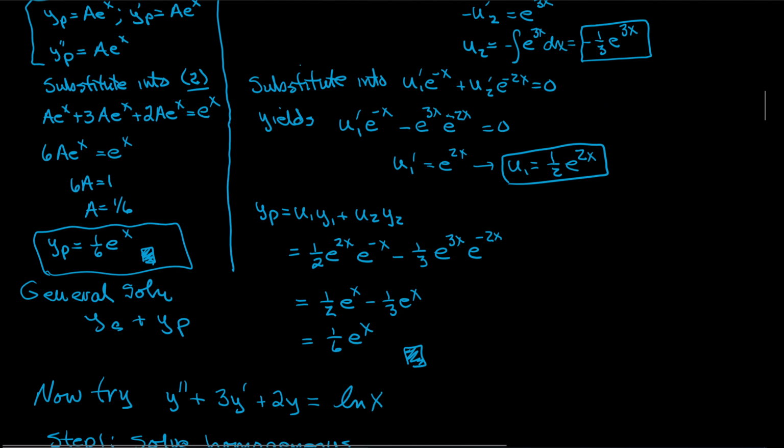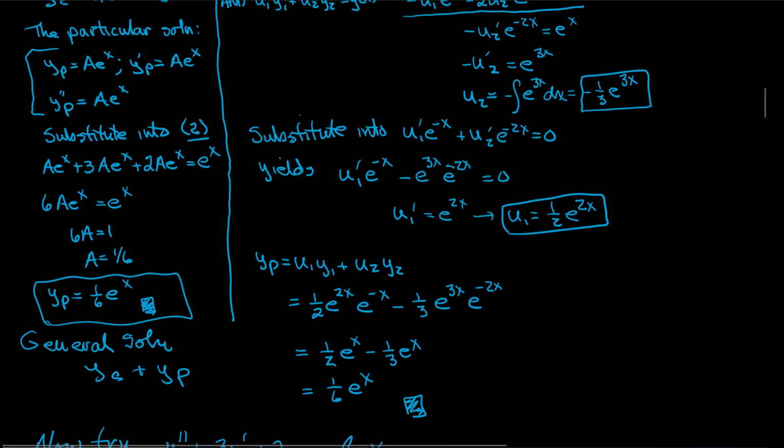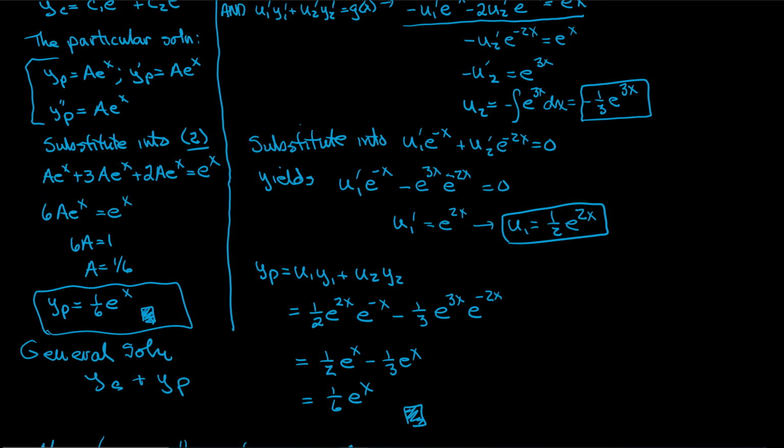All right, so let's move on down here a bit. I'll leave it about like that. When we multiply the e to the 2x and the e to the minus x, that gives us e to the x. When we multiply the e to the 3x and the e to the negative 2x, that gives us, once again, e to the x. And look there, you have 1/2 e to the x minus 1/3 e to the x. And what do you know? You wind up with the same solution we got before, where our particular solution is 1/6 e to the x. You get the same thing either way. Okay.